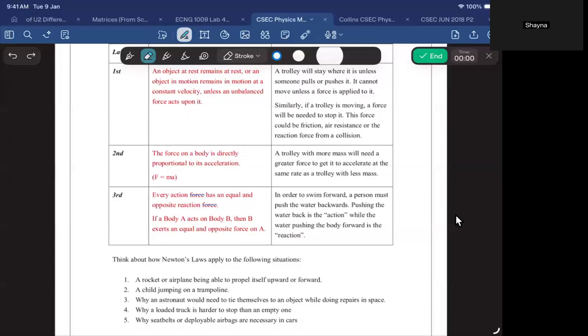Four. Why a lift truck? Yeah, that's two, right? That's inertia. Why are seat belts or deployable airbags necessary in cars? That's three. Because anytime you have a collision, you feel that reaction. When you hit something, the force is in that direction, but you feel the force in the other direction. So three.